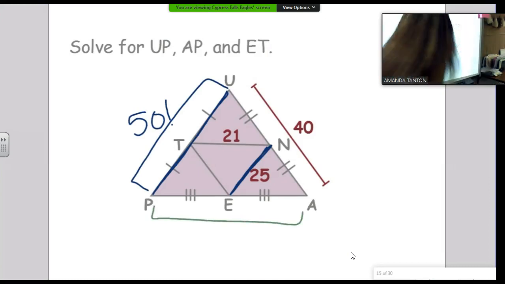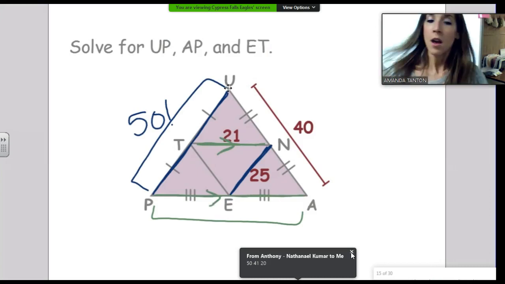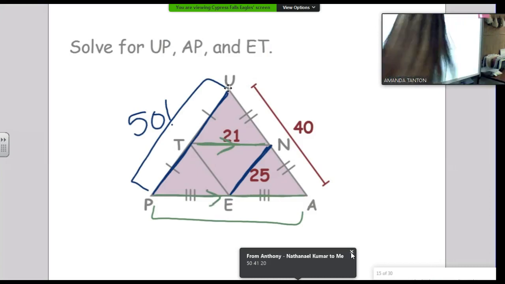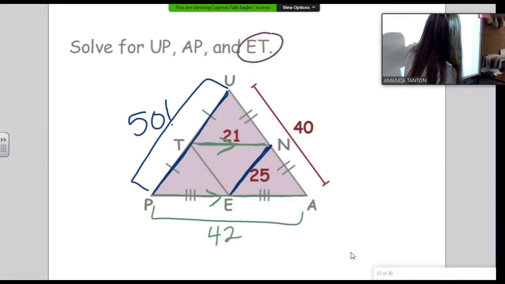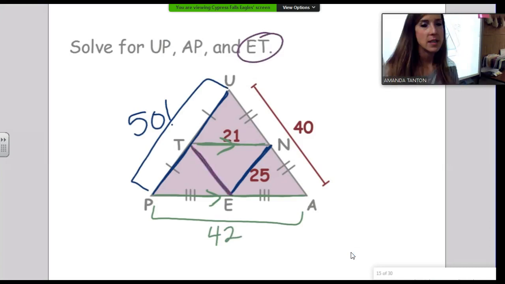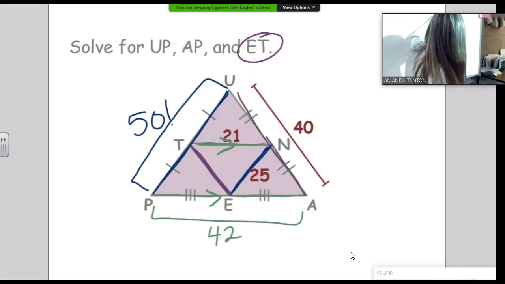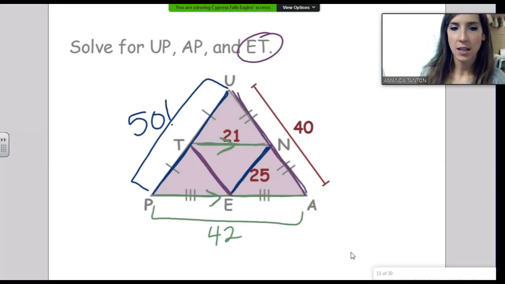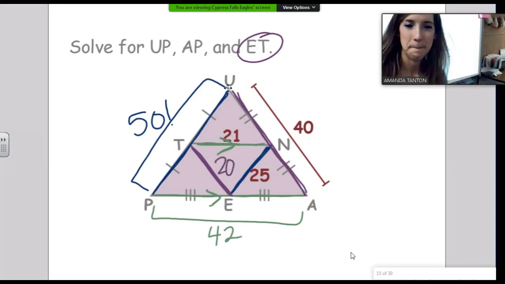All right, AP. AP, which midsegment does AP go with? Which one would TN be? Yes. These are actually parallel to each other, which we didn't really write down yet. They're parallel. The length of AP is? 42. Last one. Find ET. Now I need to find ET, and I can use UA to help me. What is the length of ET? 20. Good job.